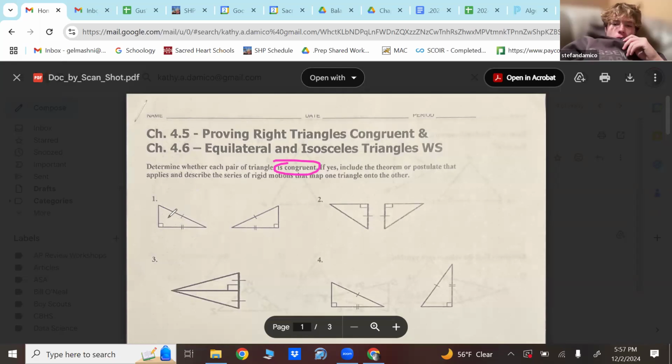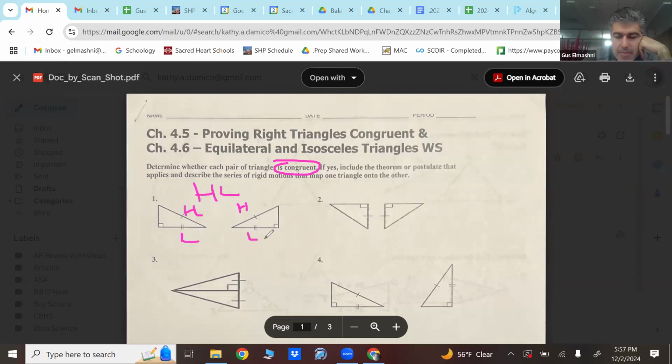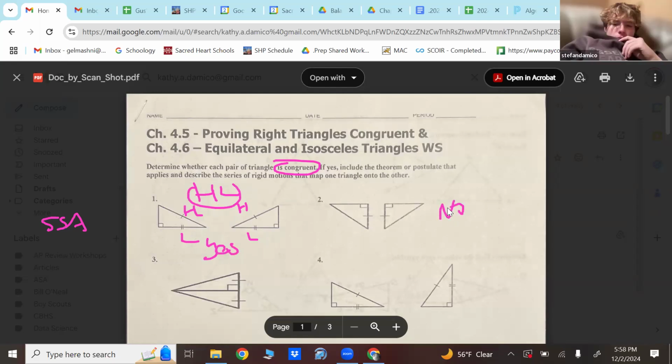Yeah. So these are right triangles. There's something called the hypotenuse leg theorem. As long as the hypotenuses are the same and the legs are the same, that's good enough. Technically it's side-side-angle, which is not true for most triangles, but it's true for a right triangle. Here, it's not enough. So this is a yes, hypotenuse leg. This is a no. We don't have enough information.